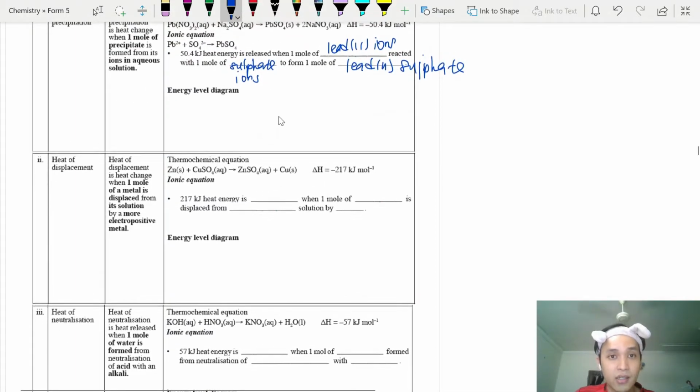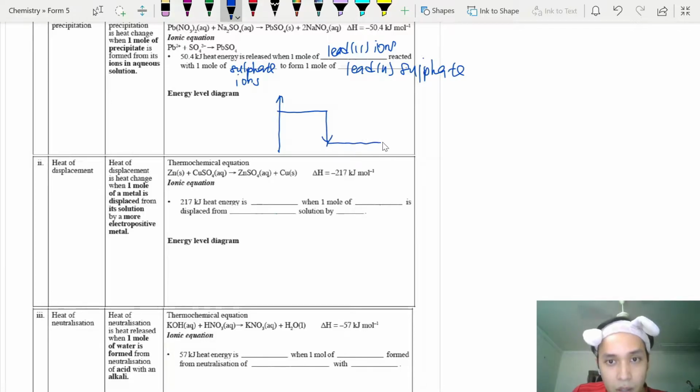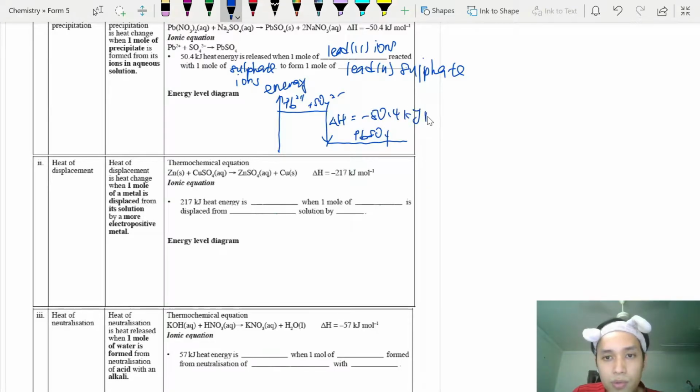Okay, and then let's just revise back a bit. Energy level diagram. So I just draw for you guys. Energy. And then the equation, since I have the ionic equation, then I use the ionic equation. Pb 2 plus, and SO4 2 minus, this is PbSO4. And then don't forget, we need to put in the heat of reaction, which is this one, 50.4 kilojoules per mole. Okay, so that is an example.